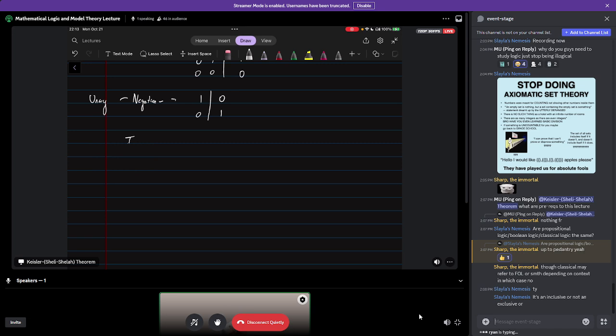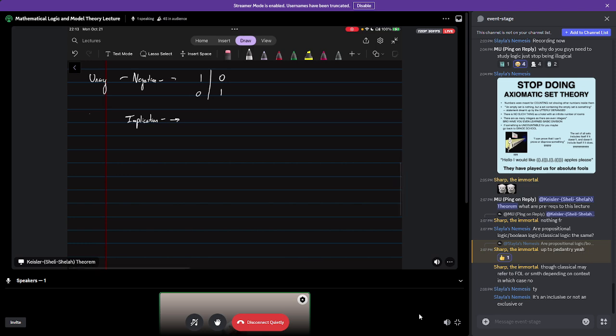And our final connective is implication, which gets a little arrow as its symbol. It's also binary. True implies true, that's going to be true. True implies false, that's going to be false. If I say if it's cloudy, then it's raining, that is a false statement, because it can sometimes be cloudy but not be raining.